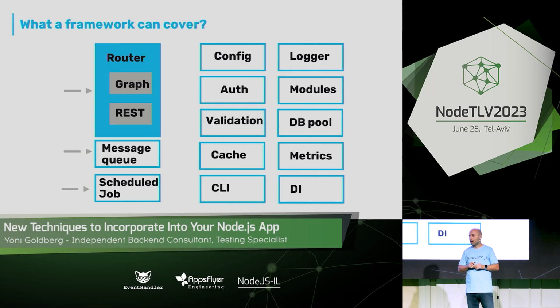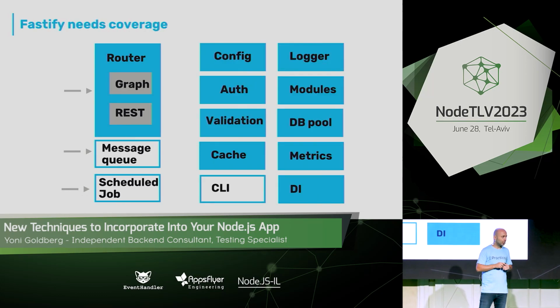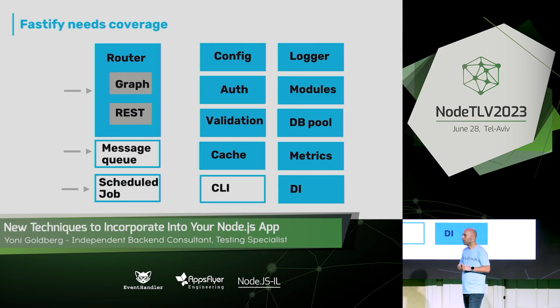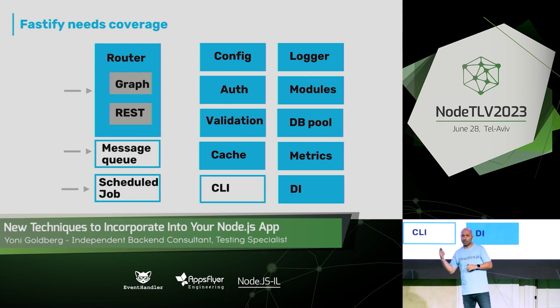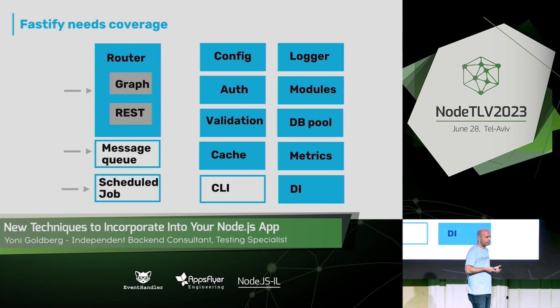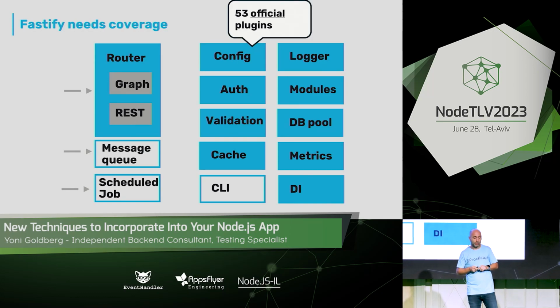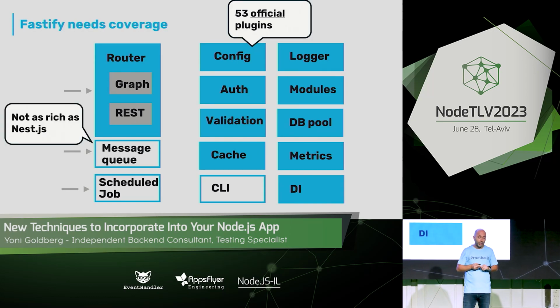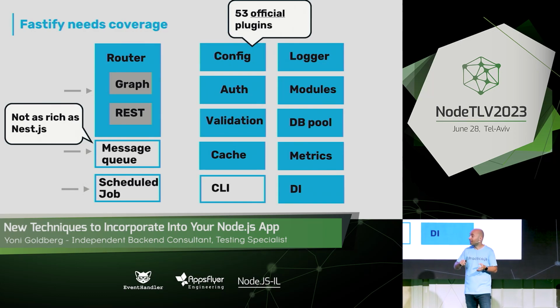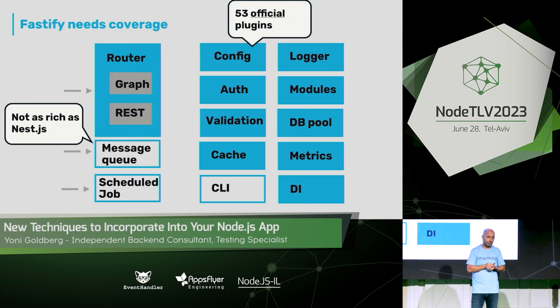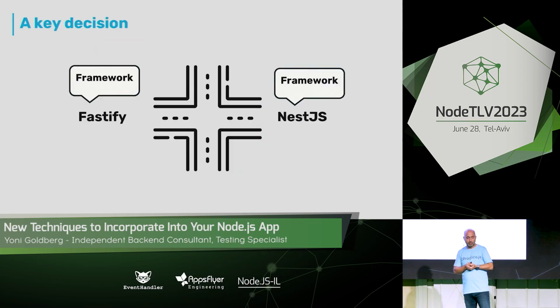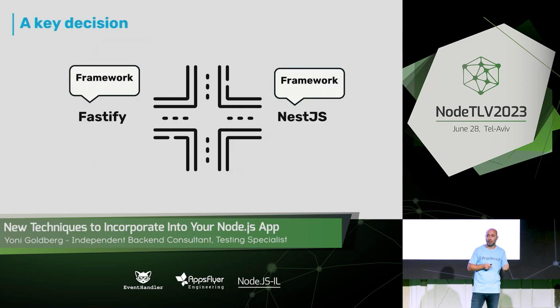Fastify, though, covers much more. Most of the functionalities that you are probably going to expect from a framework, with its 53 official plugins. It's quite rich. Not as rich as Nest.js. Nest.js, by the way, covers the entire map and more. So it's framework versus framework. This is one of your key decisions now to make, head-to-head: Fastify or Nest.js.